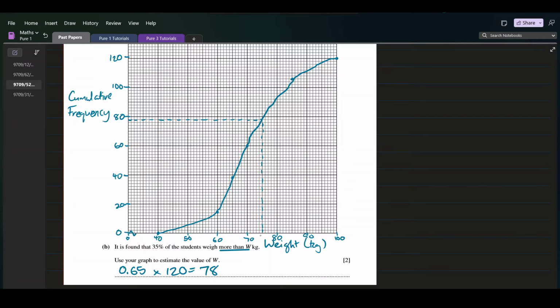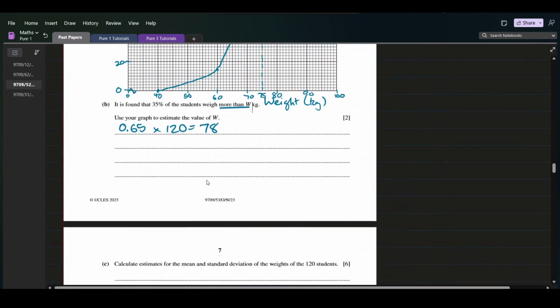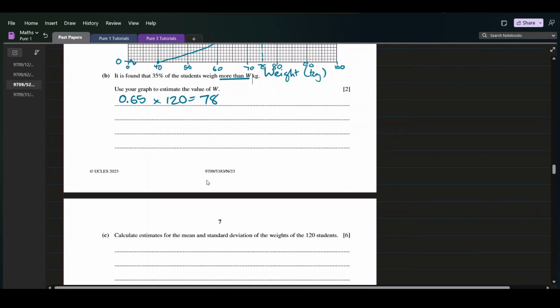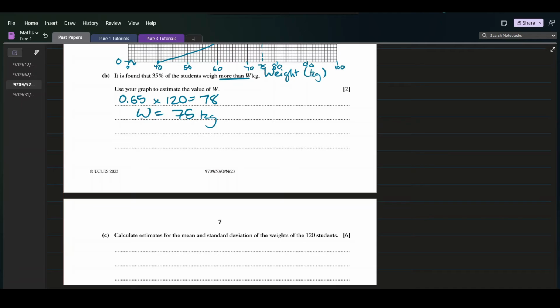So in this case, we can tell that our weight is 75 kilograms. Use the value that you get from your cumulative frequency graph, the one that you sketch. Read off the exact value you get from your construction lines. That should be your answer. So in our case, W is equal to 75 kgs, and that would be our final answer.